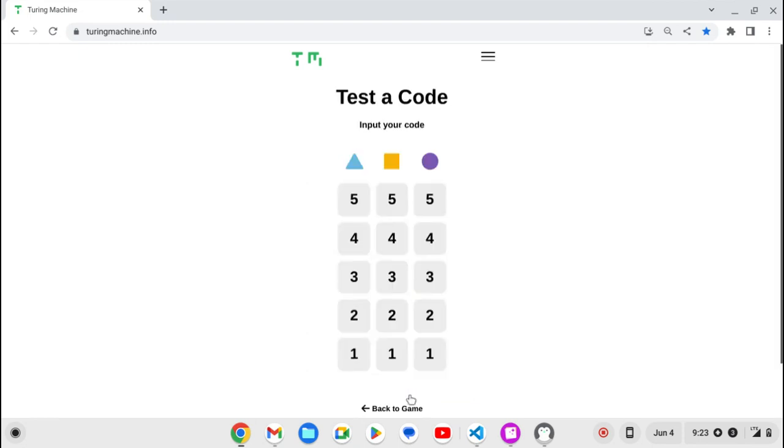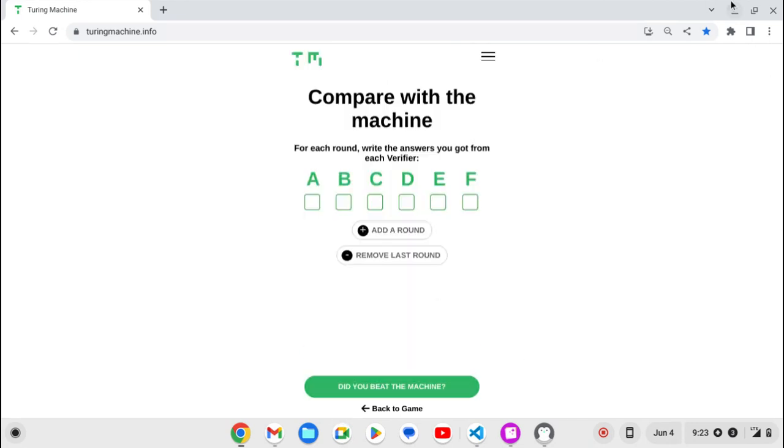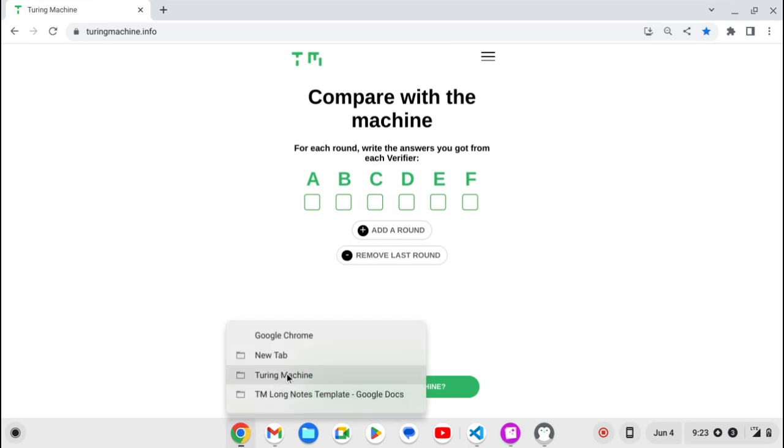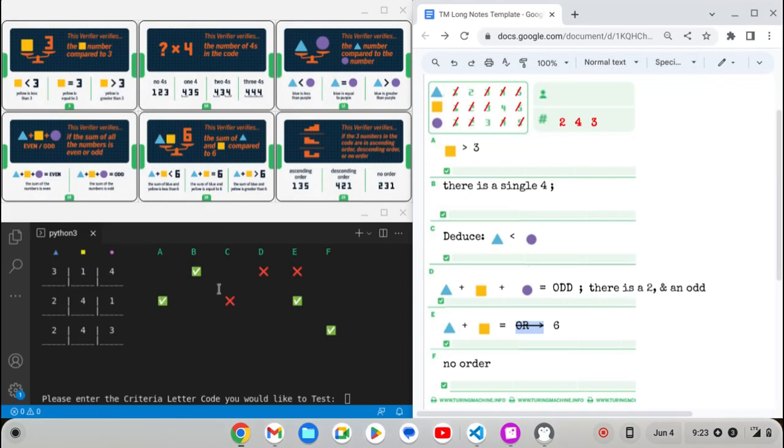So let's take a look. 2, 4, 3. Let's verify. Fantastic. But let's see, did we beat the Turing machine? Well, we did do it in 7 tests. That's one more than criteria cards. But let's take a look.